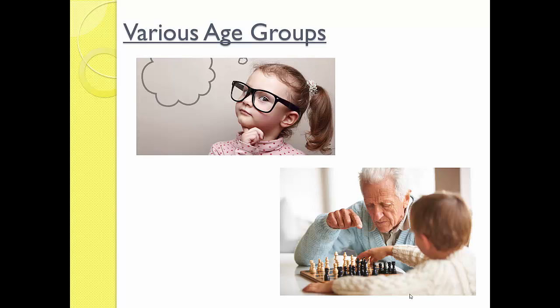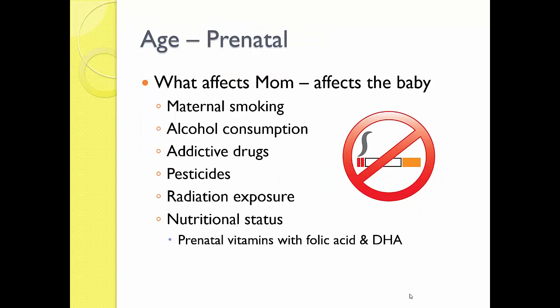Now let's look at different age groups and see what the high-risk concerns are for each age group and some specific things to consider. So we'll start with the prenatal stage. And in utero, of course, whatever affects mom will affect the baby. And so we need to do lots of education for mom about avoiding maternal smoking, avoiding alcohol consumption, addictive drugs, pesticides in the environment, radiation exposure in the environment, and maintaining a healthy nutritional status, promoting the use of prenatal vitamins with folic acid and DHA. We know those do play a factor in helping to prevent some birth defects, such as neural tube defects like spina bifida. So they can make a difference there.